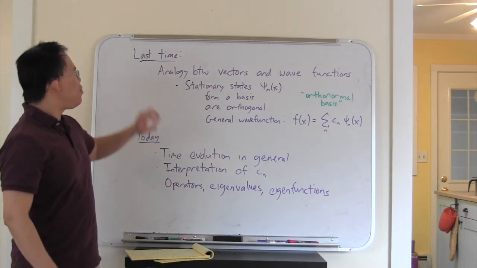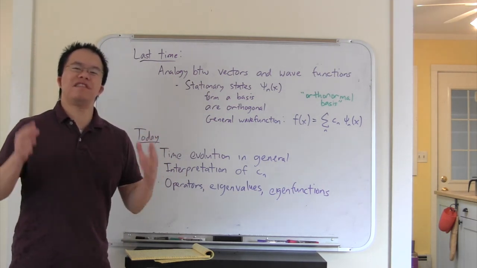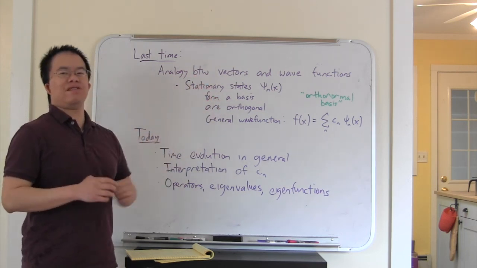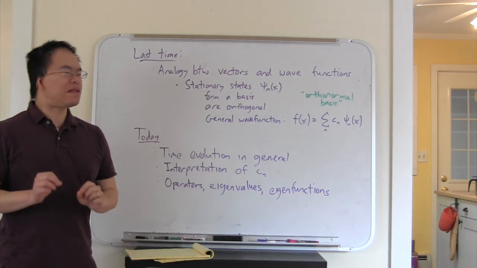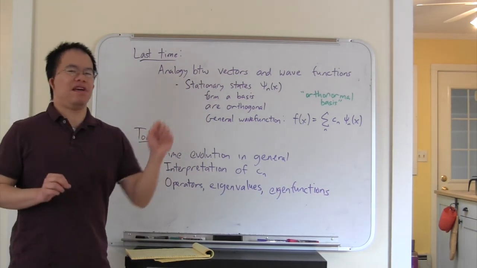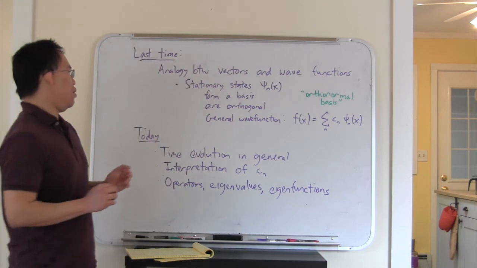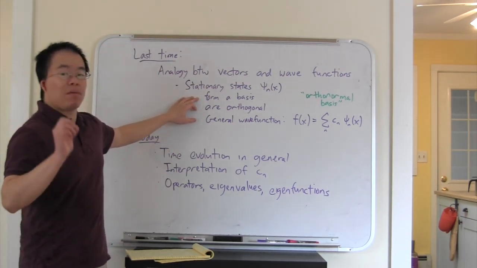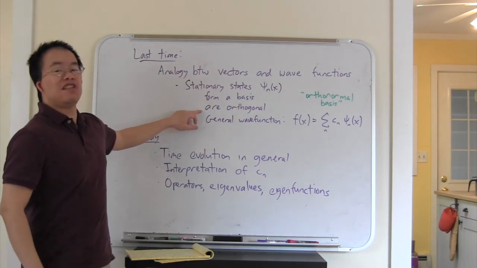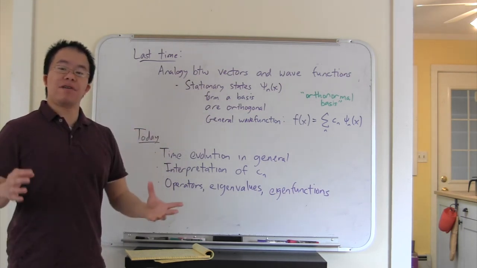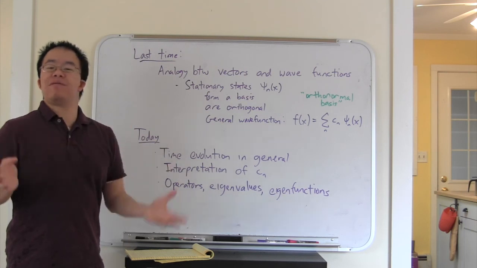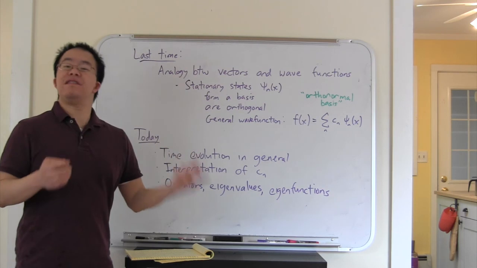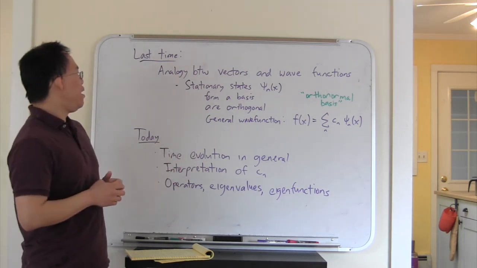Last time we discussed an analogy between vectors in 3D and wave functions. We learned some important things about the stationary states psi sub n of an infinite square well. The stationary states form a basis, and they are orthogonal with something like the dot product, the inner product, defined in terms of an integral.